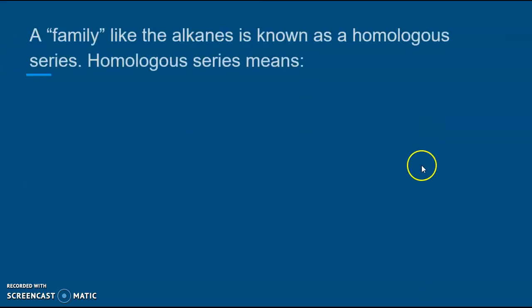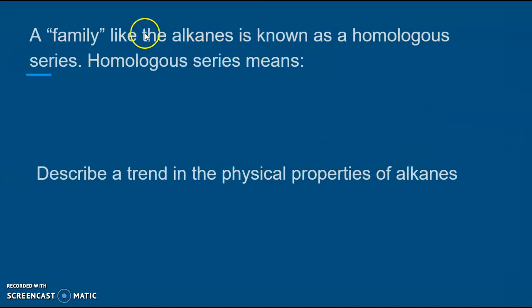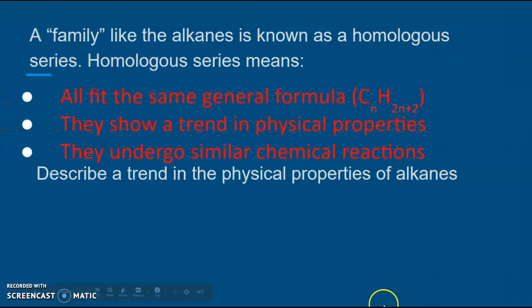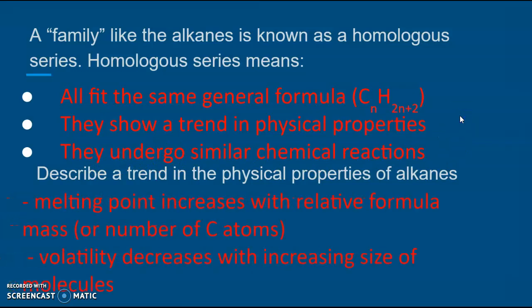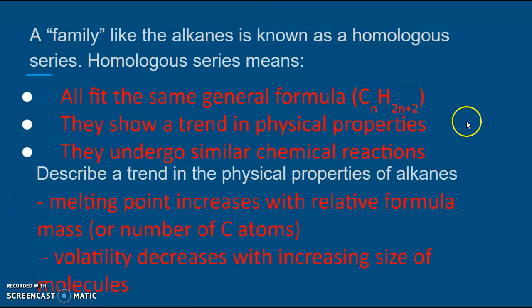Now we need to be able to recognize this term here, homologous series, and that's the meaning of a homologous series. It's basically a family of organic compounds that all fit the same general formula. Well, that's CnH2n+2 for alkanes. They show trends in physical properties, so boiling point increases as the Mr increases, and they undergo similar chemical reactions. And their melting point increases with the relative formula mass. They get less volatile. That means they change state less easily as the molecule gets bigger.